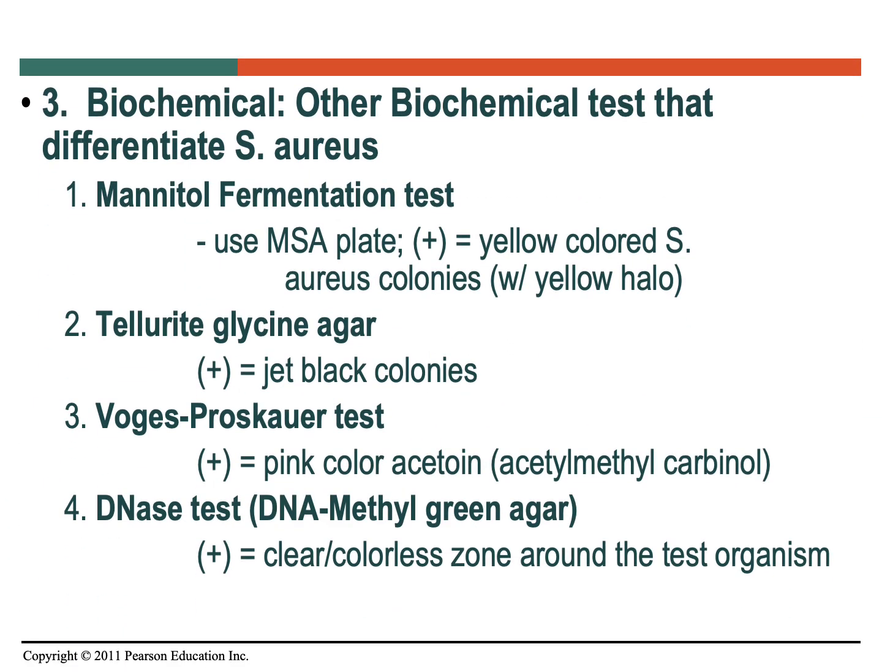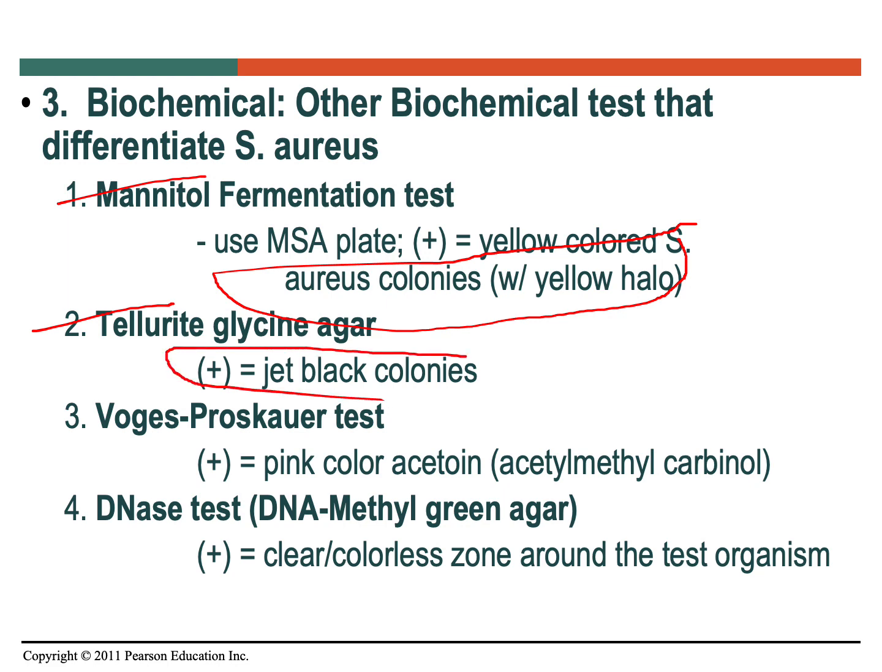Biochemical tests, you have the mannitol salt fermentation test. As I said, only your Staphylococcus aureus ferments mannitol. The rest do not ferment mannitol. You also have tellurite glycine agar, in which your Staphylococcus aureus produces jet black colonies. You have there the Voges-Proskauer test, in which your Staphylococcus aureus yields a positive reaction. So you have there the pink color formation because of the product acetoin. We'll discuss more of this as we go to the biochemical testing topic.